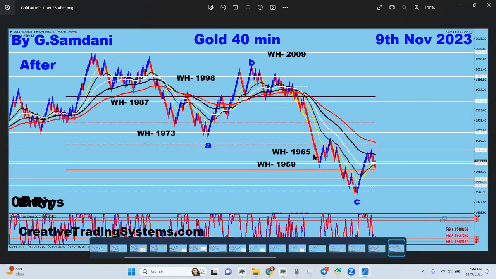You can see that we came down to 1965, bounced a little bit, 1959 actually all the way, then bounced and then came all the way to 1949. And now we are bouncing, and this is where we are at now. So this is how the gold is behaving, and just pay attention and trade accordingly, whatever the system you're using.